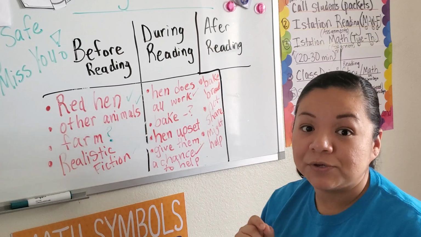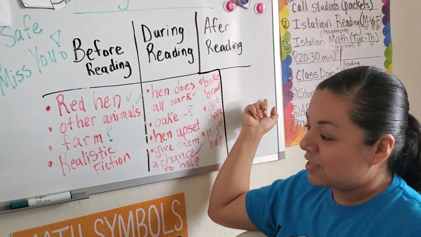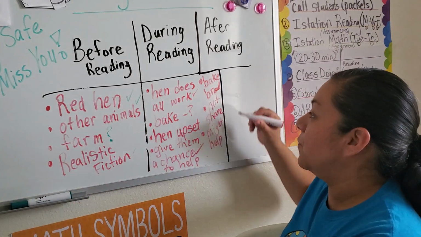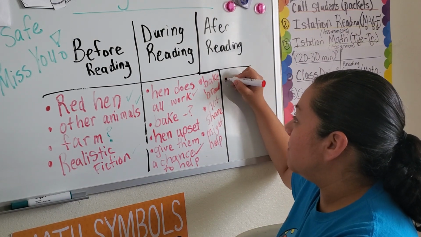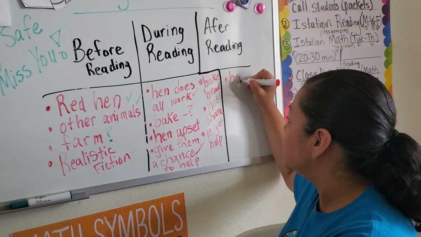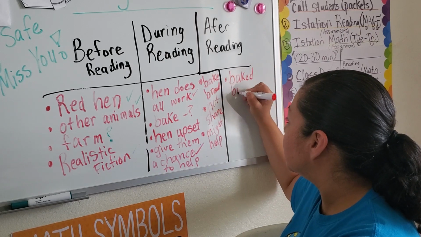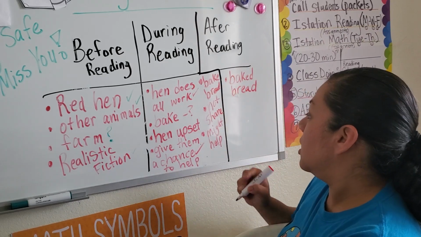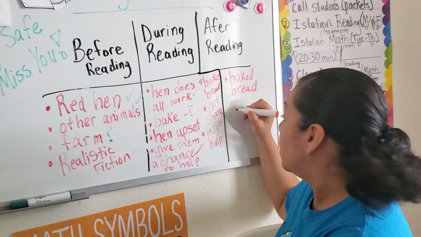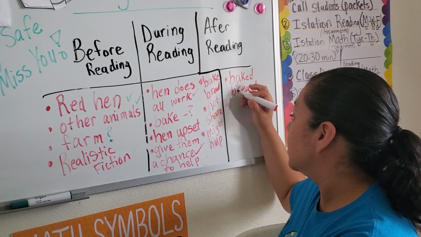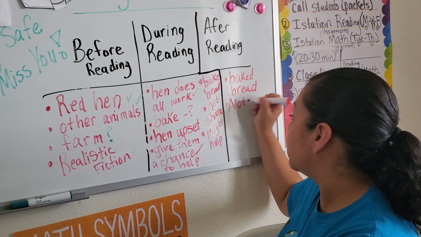So we're going to be checking our prediction for after the reading, okay? So we predicted this, right? Bake bread. Did she bake bread? Yeah, so then she baked bread. Good. Write it down. Not share. We said she wasn't going to share. Did she share? No. So, not sharing.